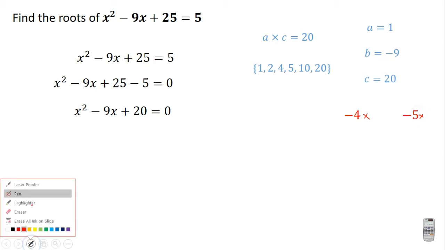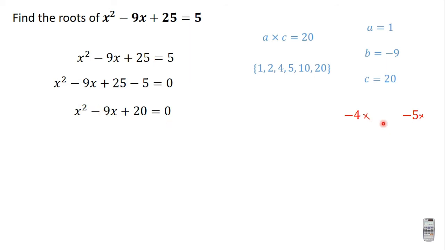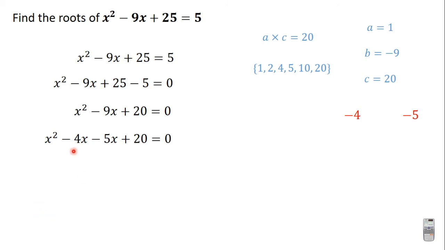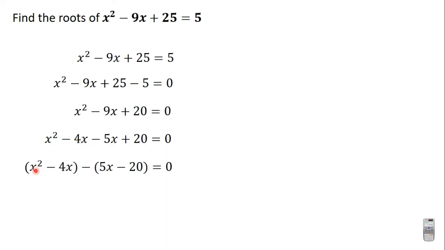Let's do that. We will have x squared minus 4x minus 5x plus 20 is equal to 0. We have now expanded our expression, so we can put the brackets around it and factorize. We will put the bracket around the first two terms, then we will put the bracket around the last two terms. When we put the bracket around the first two terms, we have x squared minus 4x in one bracket.